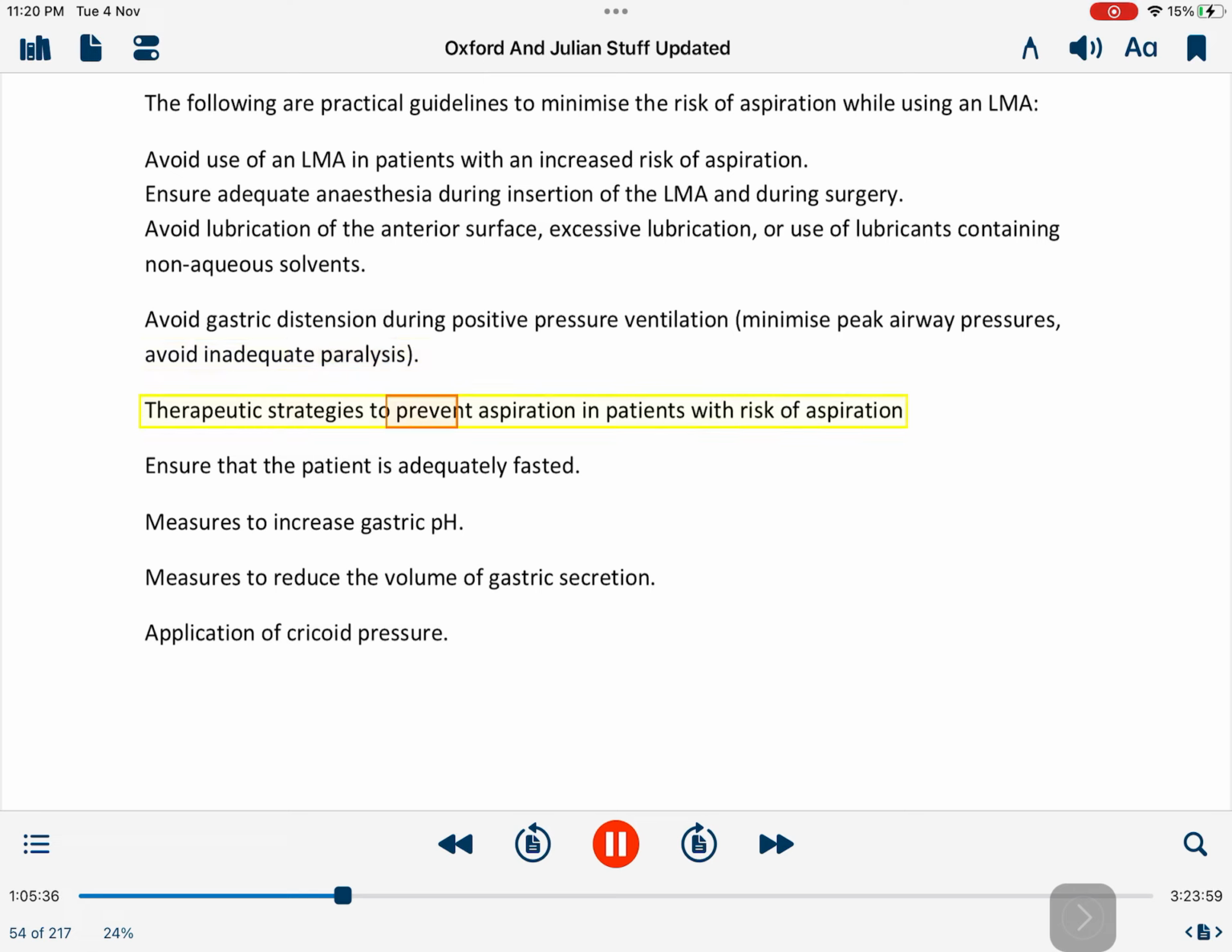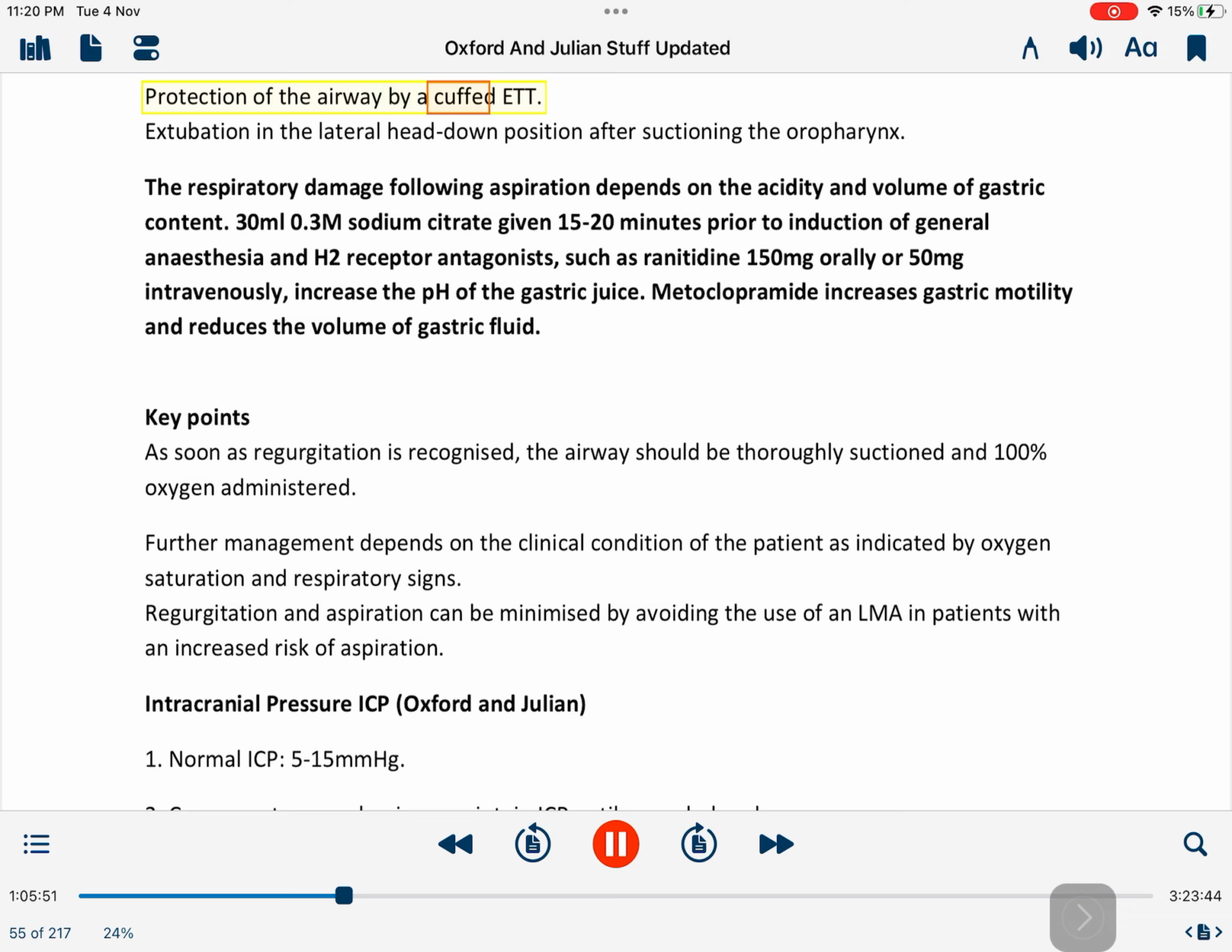Therapeutic strategies to prevent aspiration in patients at risk of aspiration: ensure that the patient is adequately fasted. Measures to increase gastric pH. Measures to reduce the volume of gastric secretion. Application of cricoid pressure. Protection of the airway by a cuffed tube. Extubation in the lateral head-down position after suctioning the oropharynx.